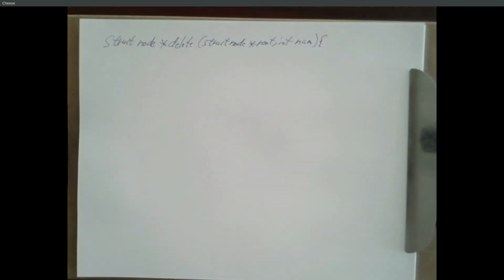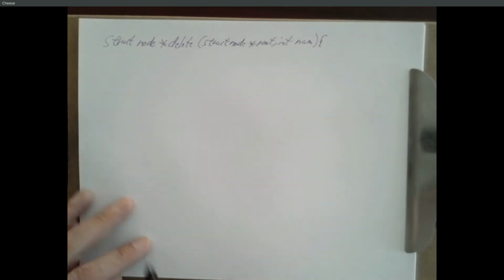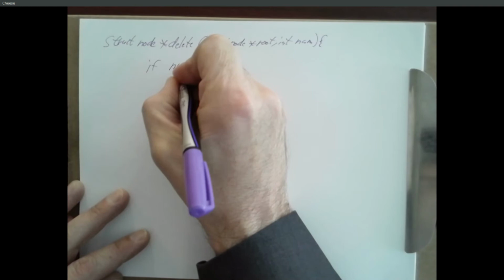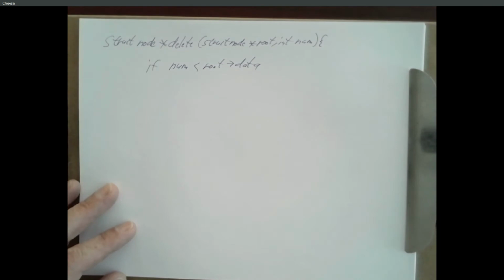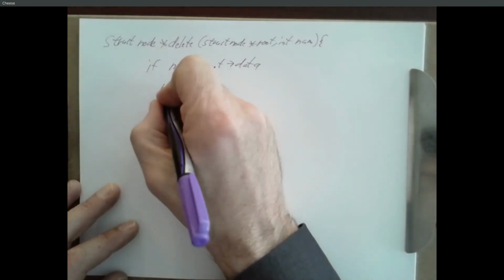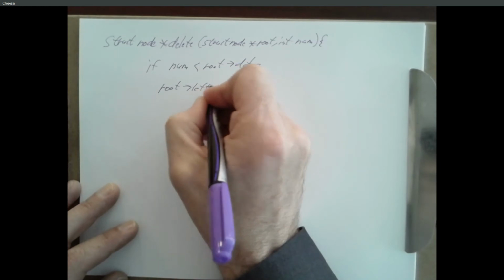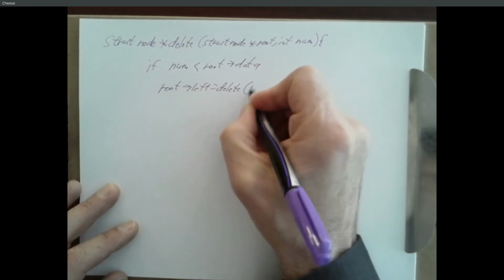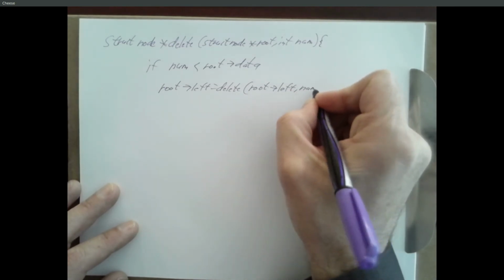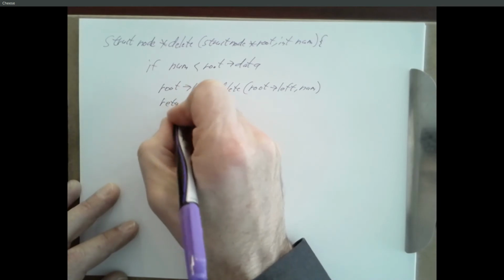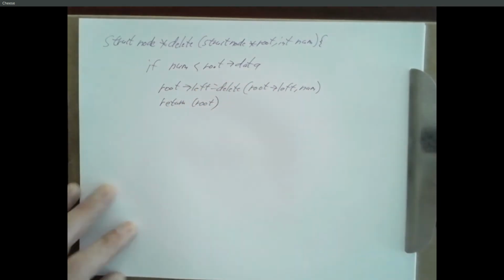And I'm just going to assume that we know the node is in the tree. So before you call delete, call search, or in the top of delete, call search, or something, right? So I'm not going to worry about what happens if the node's not in there. So if num is less than root data, then root left equals delete root left comma num. And I'm just going to return the root.